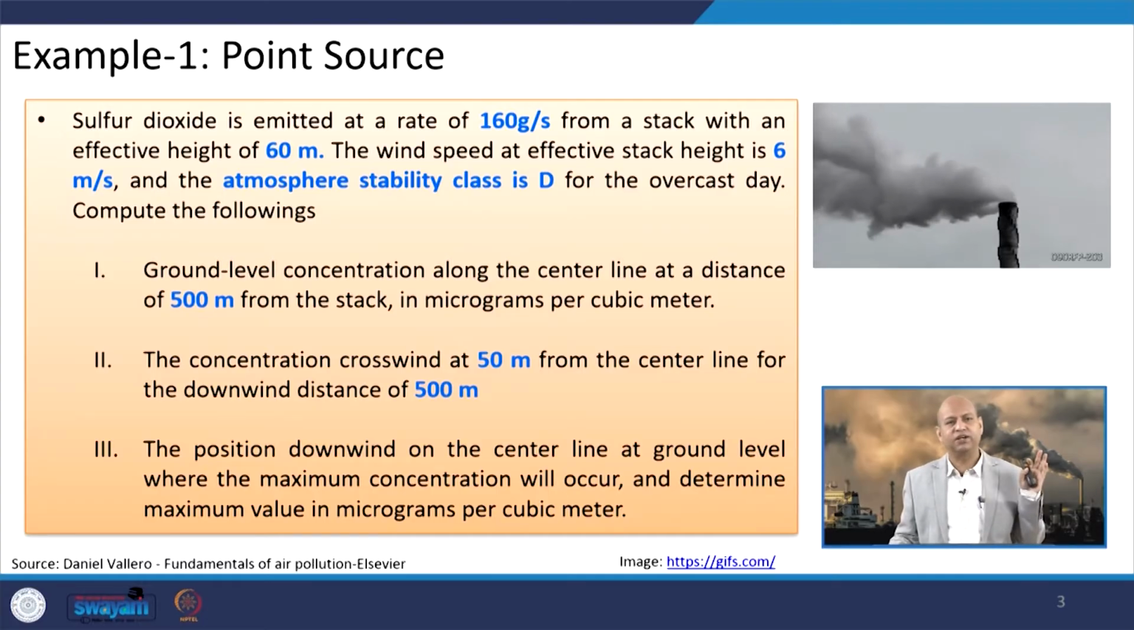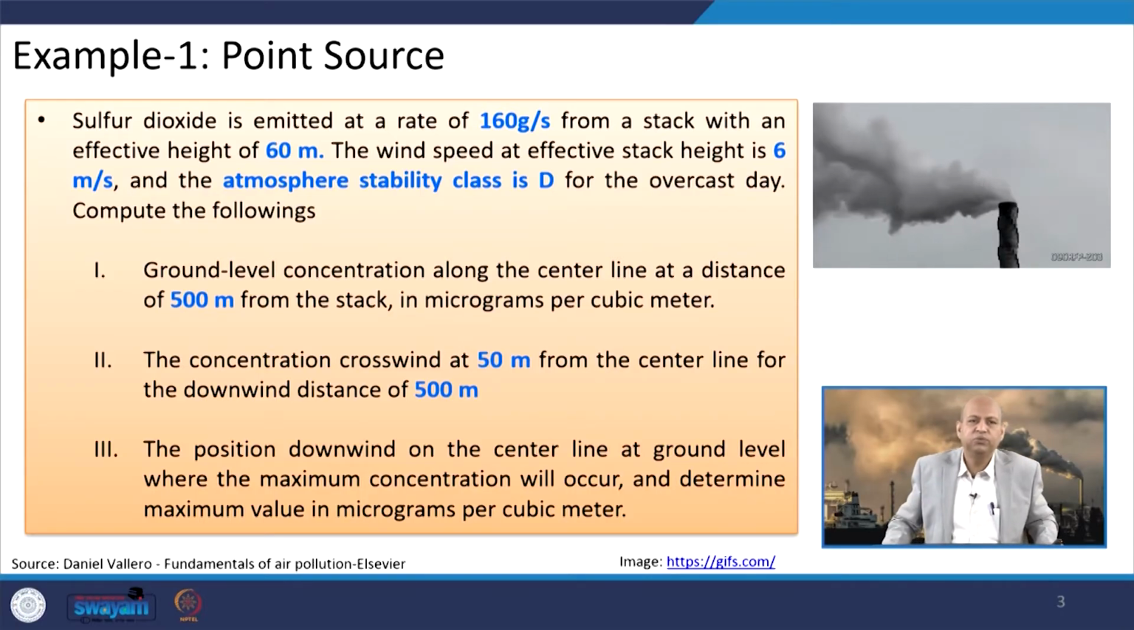So, again we will use it directly, and the atmospheric stability class is D for the overcast day. Sometimes the situation is given as night time with cloud cover, or daytime with solar insolation, very bright or slight, and we have to assume, plus we can visit the wind speed related table and see what the atmospheric stability classification is. But here it is already given as D, so we will use it.